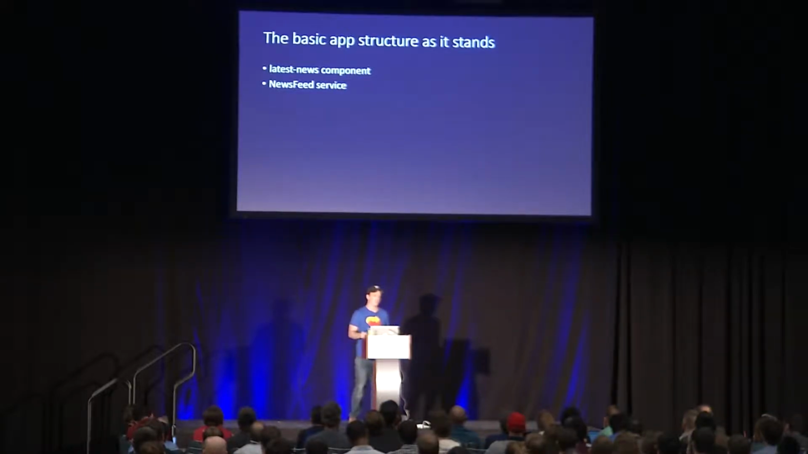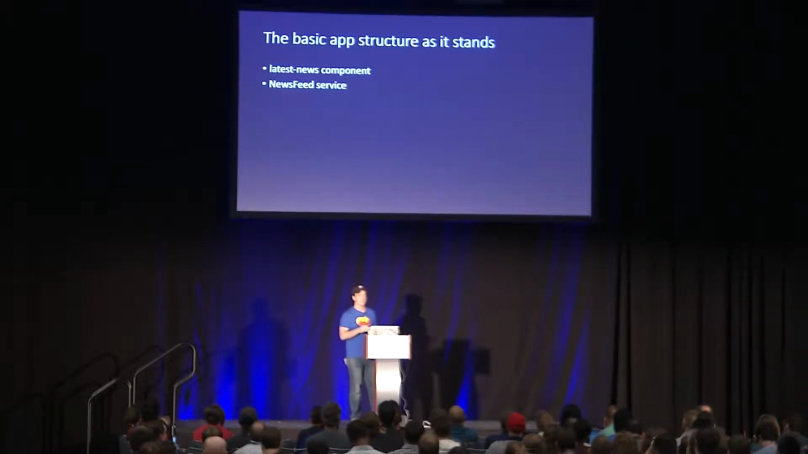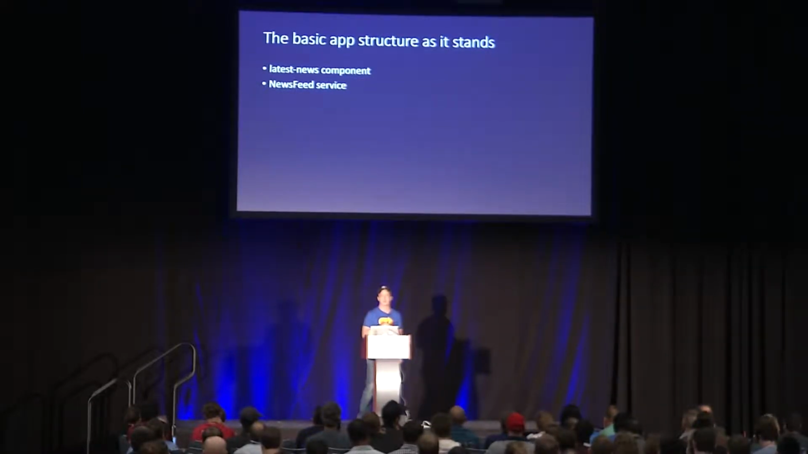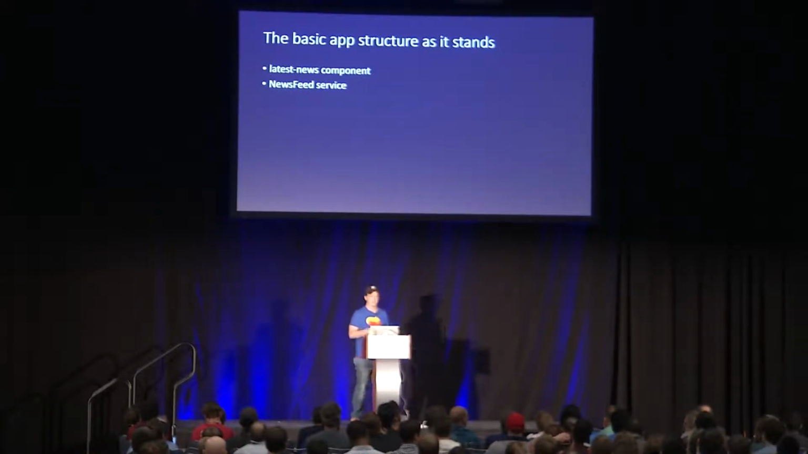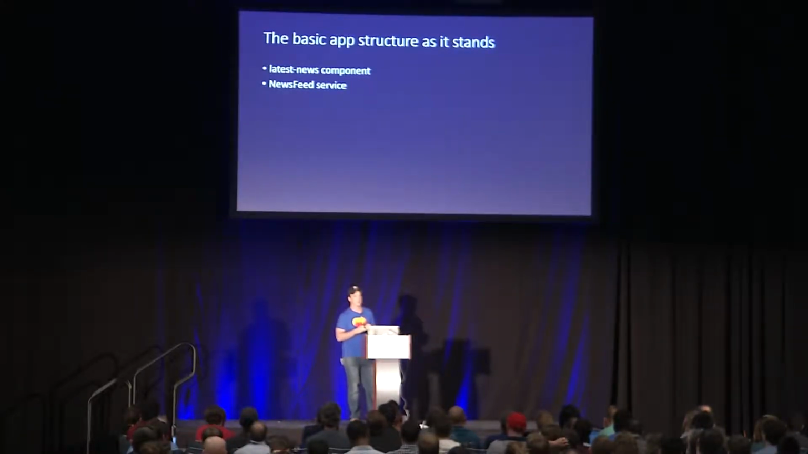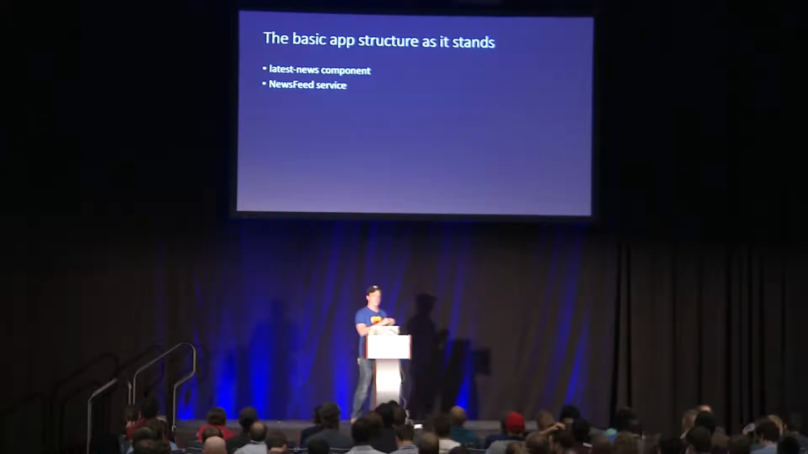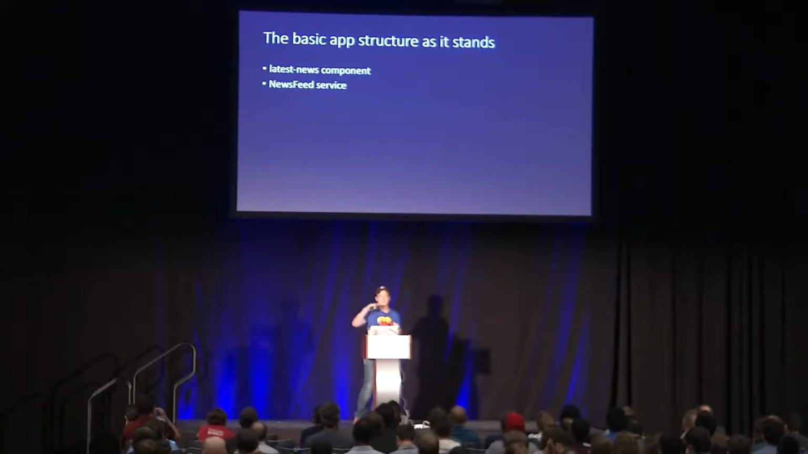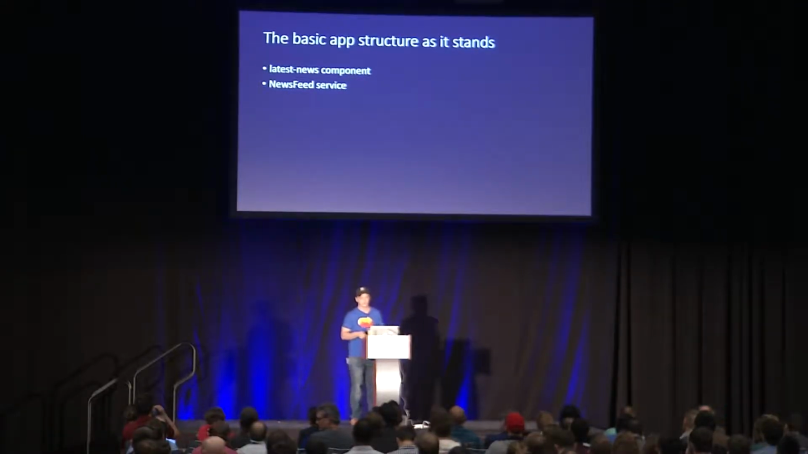So the basic app structure as it stands, and again, apologies to those of you that don't use Angular, but this would be pretty similar even in React, honestly, is we have a component for our latest news, which just lists out the latest news and does the job of going and getting this AJAX stuff. And then we have a news feed service, which gives us back the observable that does the AJAX request. So that gets used inside of our latest news component.